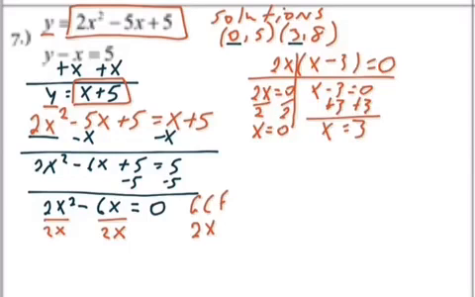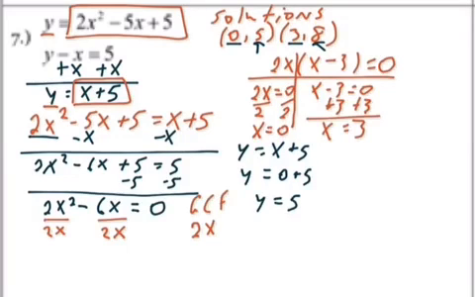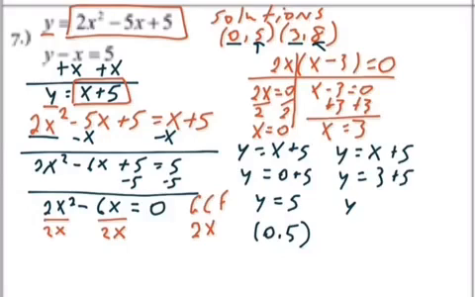Remember, you're not done yet because you still must find the y values. To do that, take one of your equations. I'm going to use y equals x plus 5. Substitute in for x, so y equals 0 plus 5 and y equals 5, giving me a solution of 0, 5. And for my second solution, y equals x plus 5, substitute in for x, 3 plus 5, y is equal to 8, giving me a solution of 3, 8.